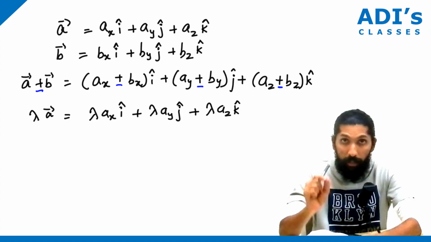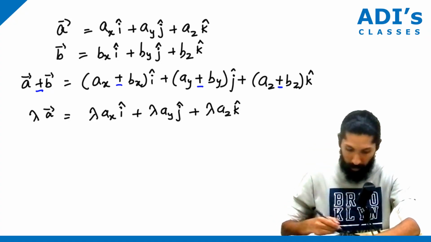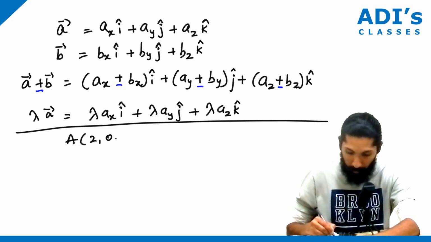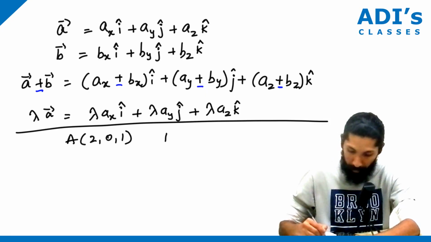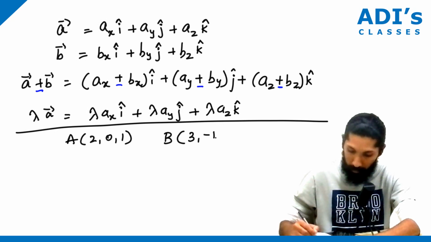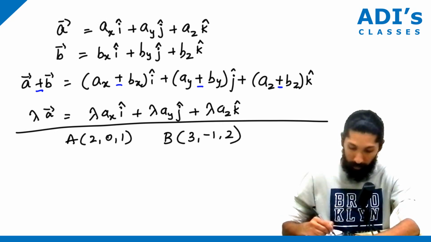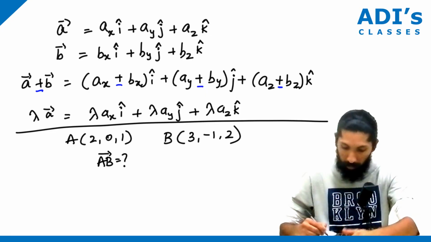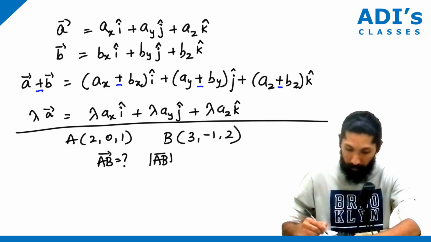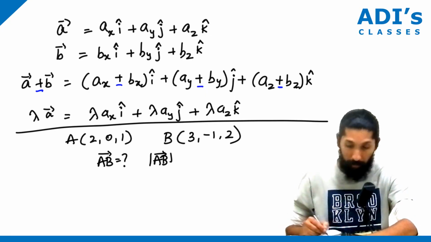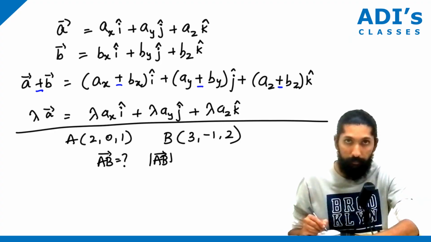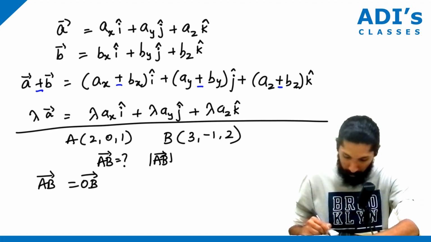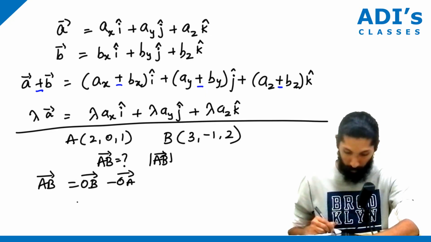Now I'll show you one quick example. Suppose let's assume that point A is 2 comma 0 comma 1, and point B is 3 comma minus 1 comma 2. What is vector AB? Then I'll also ask you what is the distance between point A and point B. Remember, AB is what? OB minus OA, right? So AB vector is OB minus OA.